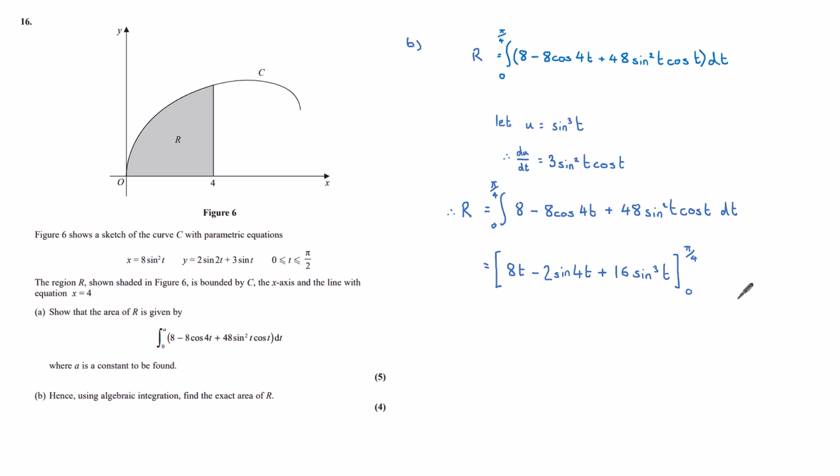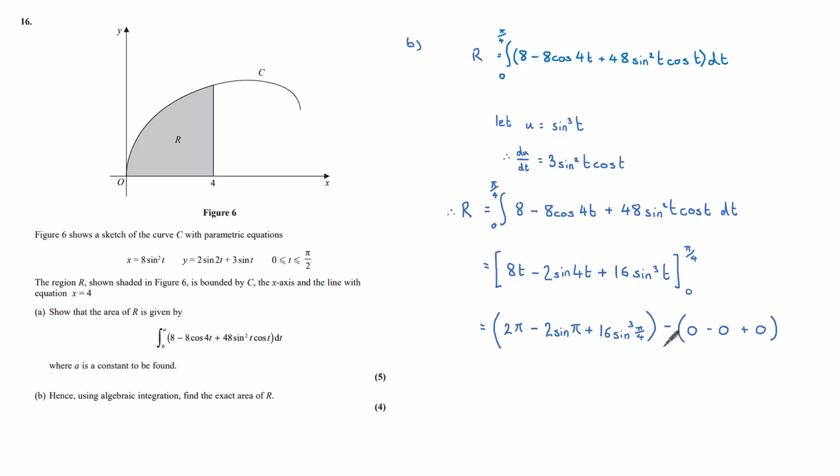Now this is a definite integral with limits, and so to find the value you substitute in the upper limit and then subtract substituting in the lower limit. So that is 8 times pi by 4, 2 pi, minus 2 lots of sine of 4 times pi by 4, which is pi, plus 16 sine cubed of pi by 4. And then that's minus, well, 0. Sine of 0 is 0.